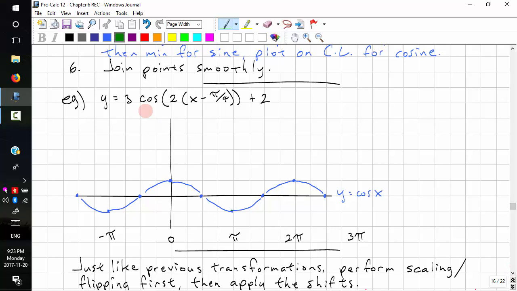Okay, we're going to do a cosine transformation because we've seen a lot of sine transformations. So, step 1, plot the center line. The center line is at 2. Draw a dotted line.